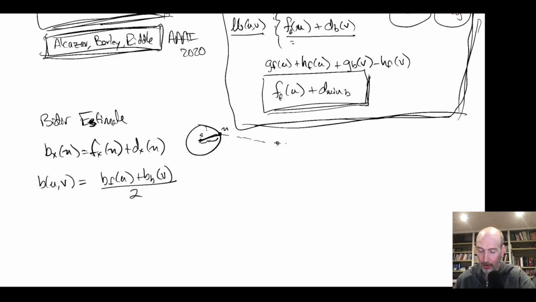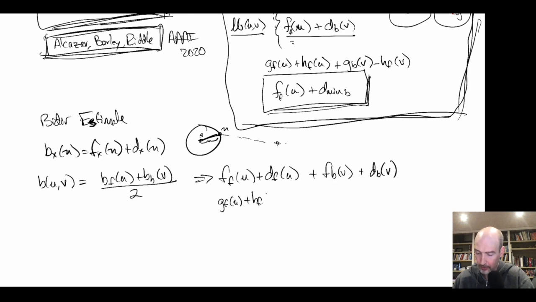And so let's take a look at what's going on here. B in the forward direction is going to be F in the forward direction of U plus D in the forward direction of U. And then here I'm going to get F in the backwards direction of V plus D in the backwards direction of V. And I'm going to expand this all out. You might be able to guess where this is going. But here we're going to get G in the forward direction of U plus H in the forward direction of U.